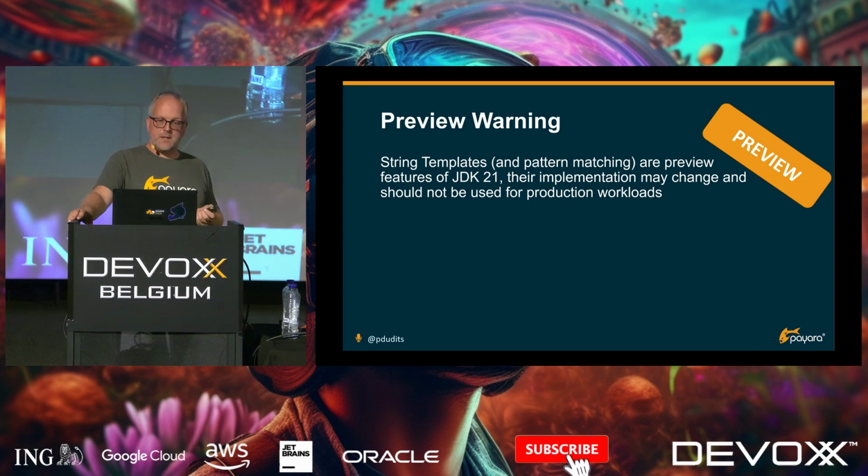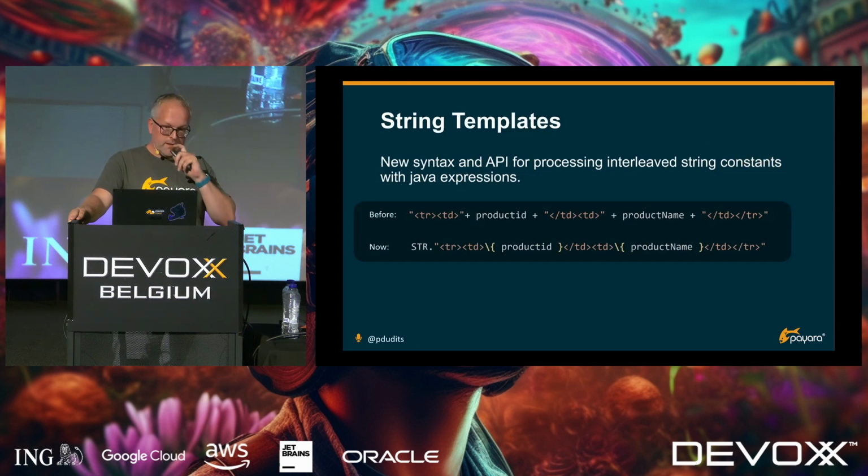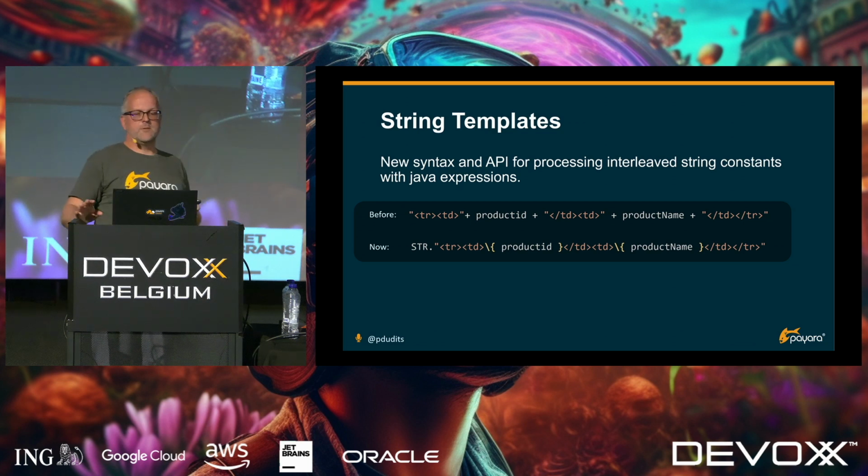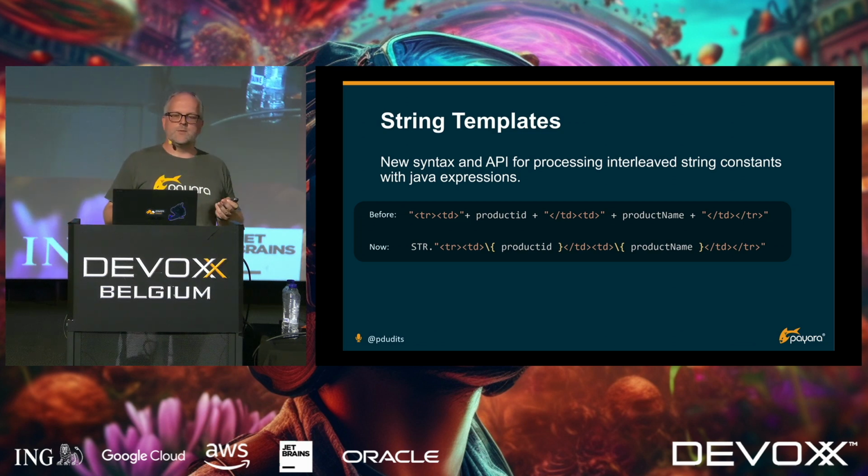So let's first speak about string templates. Of course, it's a preview feature, therefore nothing that I'll be showing you should be used in production, but it's great to try it out, and it's great that we have that option already. String templates look like this. It's a new syntax to process what we would previously do with string concatenation or with string builders. It's putting things together, but in a more general form.